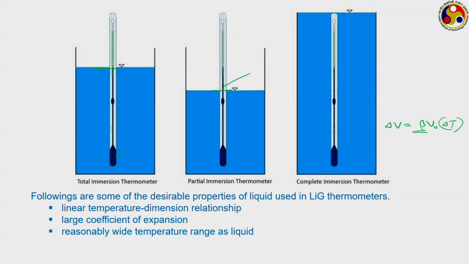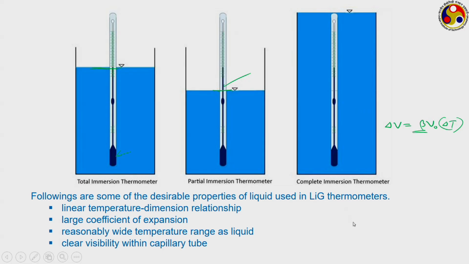Reasonably wide temperature range as liquid, none of the options, that is mercury or spirits, are good in this sense, because mercury has a reasonably high upper limit of around 350 degrees Celsius, but its lower limit is quite high, whereas the alcohol based thermometers can go down to minus 200 degrees Celsius, but they start vaporizing beyond 150 to 200 degrees Celsius, and therefore they are not usable at higher temperatures.